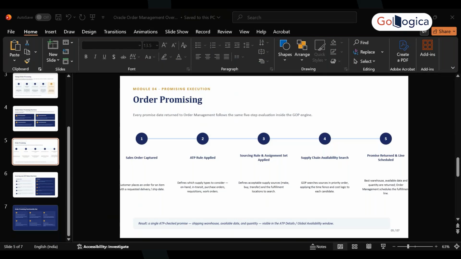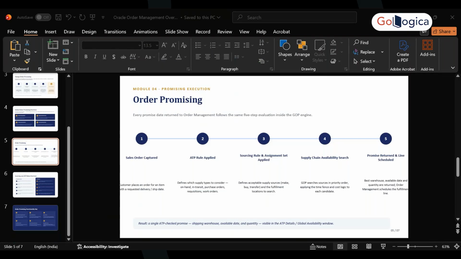Next is the ATP rule applied. After receiving the sales order, Oracle applies the configured ATP rules. ATP stands for available to promise. The ATP rule defines how Oracle should calculate the product availability. Instead of checking only the current inventory, Oracle first identifies which supply sources should be considered during the availability calculation. Depending on the business configuration, Oracle may evaluate on-hand inventory, inventory in transit, purchase orders, purchase requisitions, work orders, manufacturing orders, and plant supply.